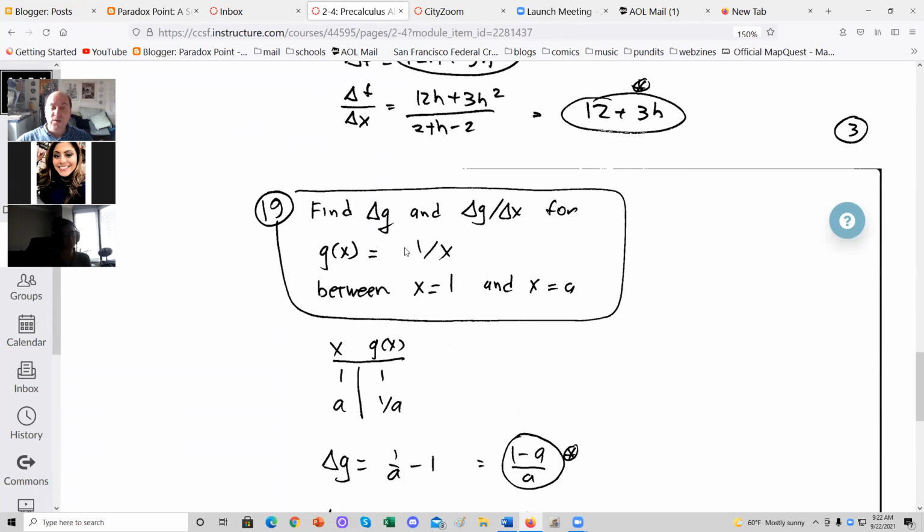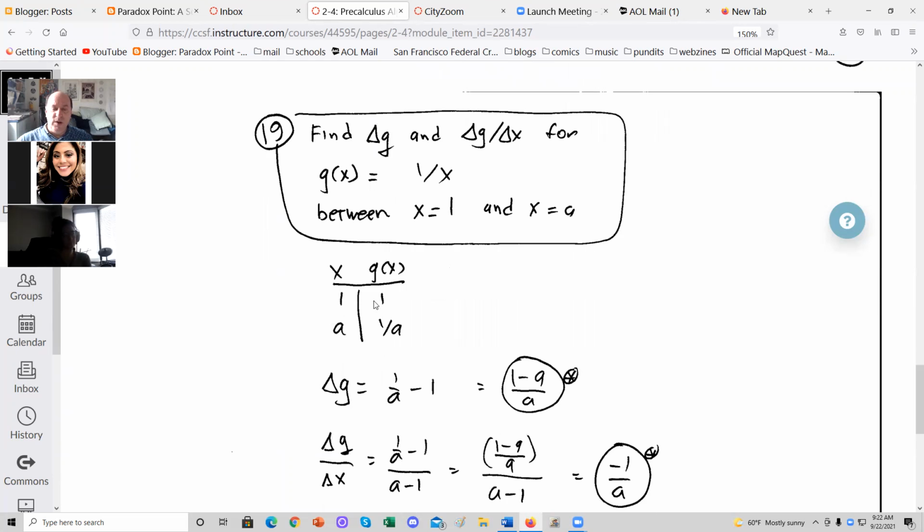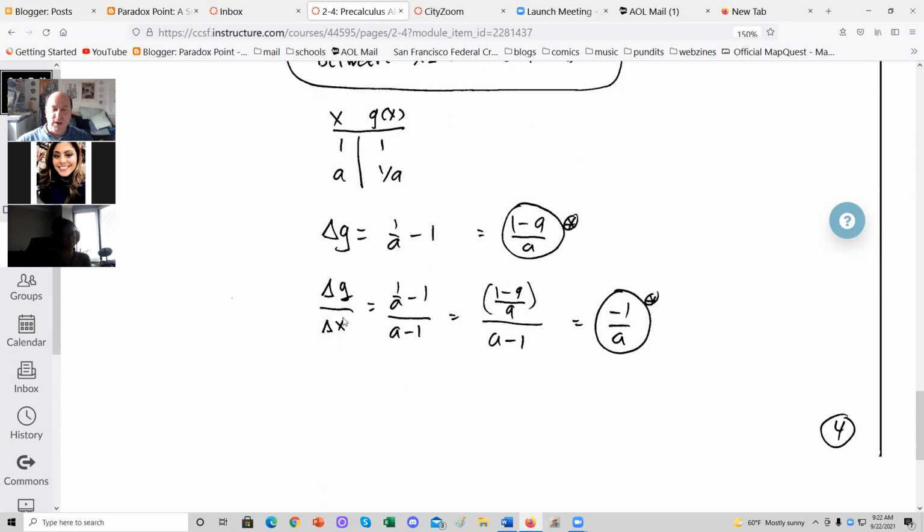Here we have g of x equals 1 over x. Find delta g and delta g over delta x for x between 1 and a. All right. When x is 1, g is 1. When x is a, g is 1 over a. So delta g is 1 over a minus 1. We can rewrite that as 1 minus a divided by a. Delta g over delta x is 1 minus a over a, divided by a minus 1. And after we do some cancellation, we're left with negative 1 divided by a.